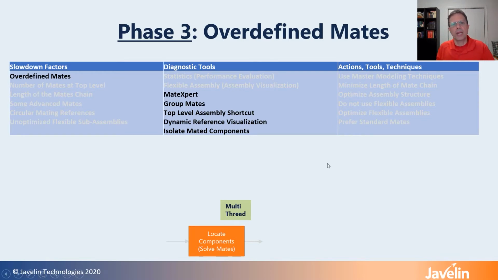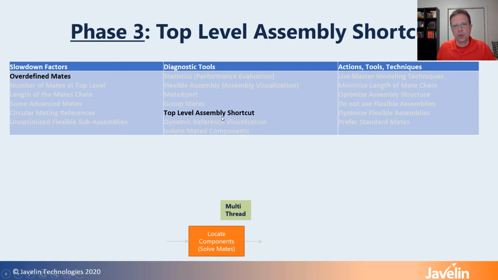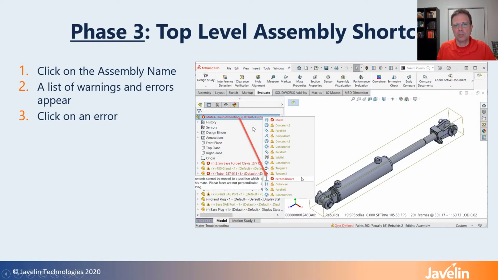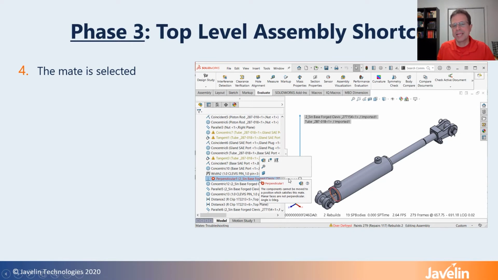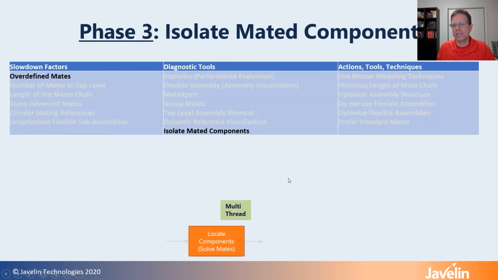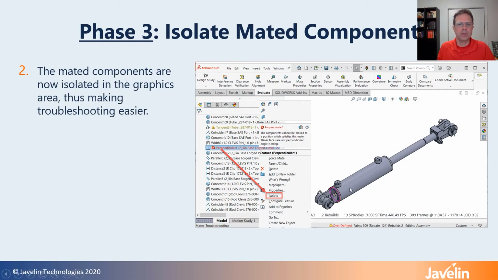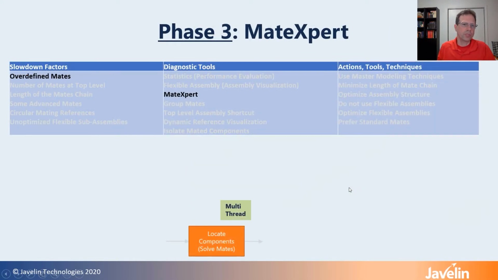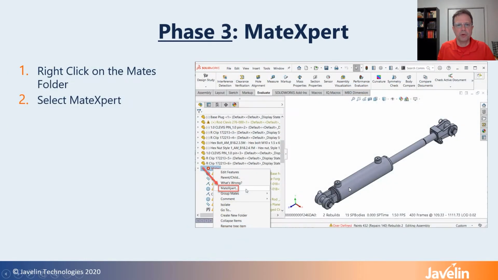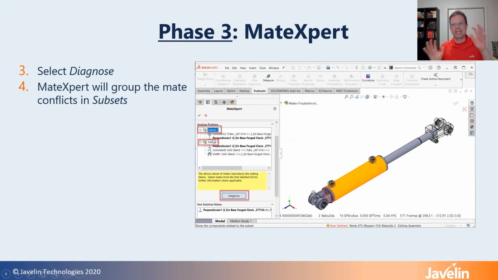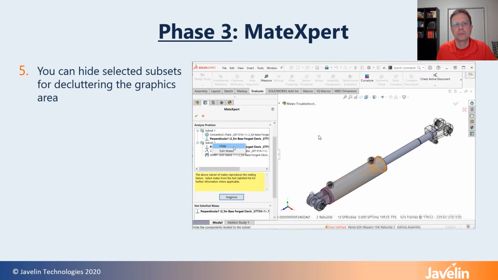Let's go quickly through the takeaways. The top level assembly shortcut: you simply click on the top name, right click, and get a shortcut to the mates that have problems. Second thing, you can isolate mate components. You can right click on a mate, go to isolate, it's gonna show you only the components that are mated. MateXpert, very powerful tool. So go to the MateXpert. SOLIDWORKS is gonna find subsets of mates that are contradicting each other. So it's allowing you to divide and conquer the problem.